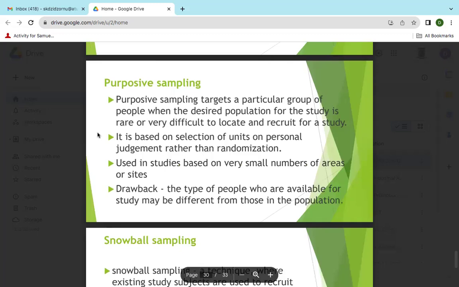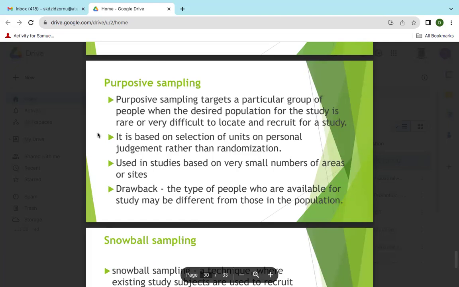Third, purposive sampling, what we also call judgmental sampling. Purposive sampling targets a particular group of people when the desired population for the study is rare, or difficult to locate and recruit for a study. It's based on selection of units on personal judgment rather than randomization. It's used in studies for very small numbers of areas or sites.